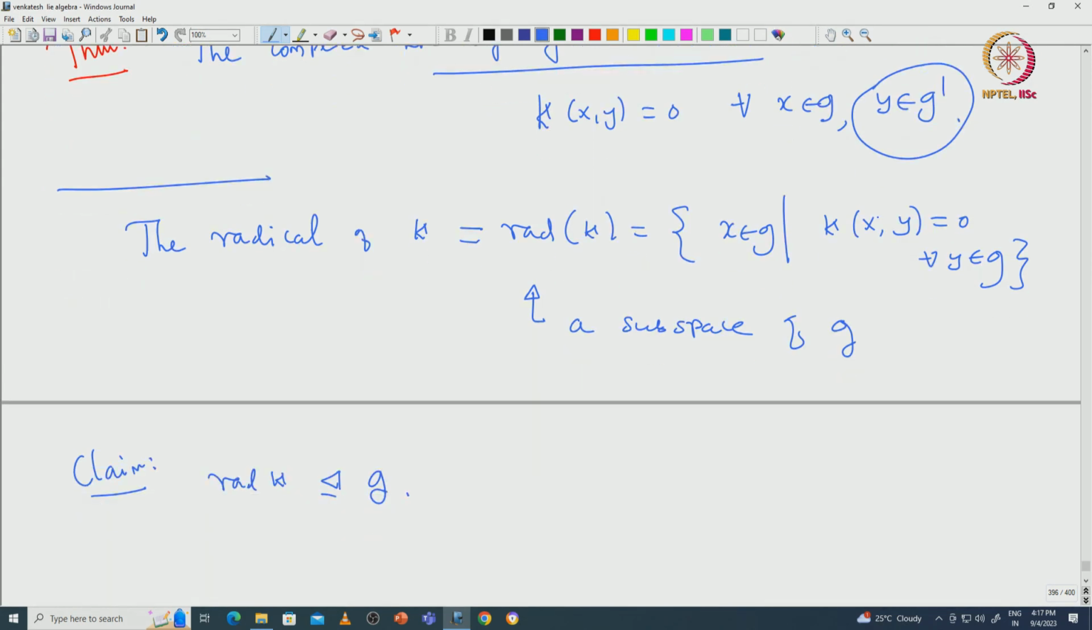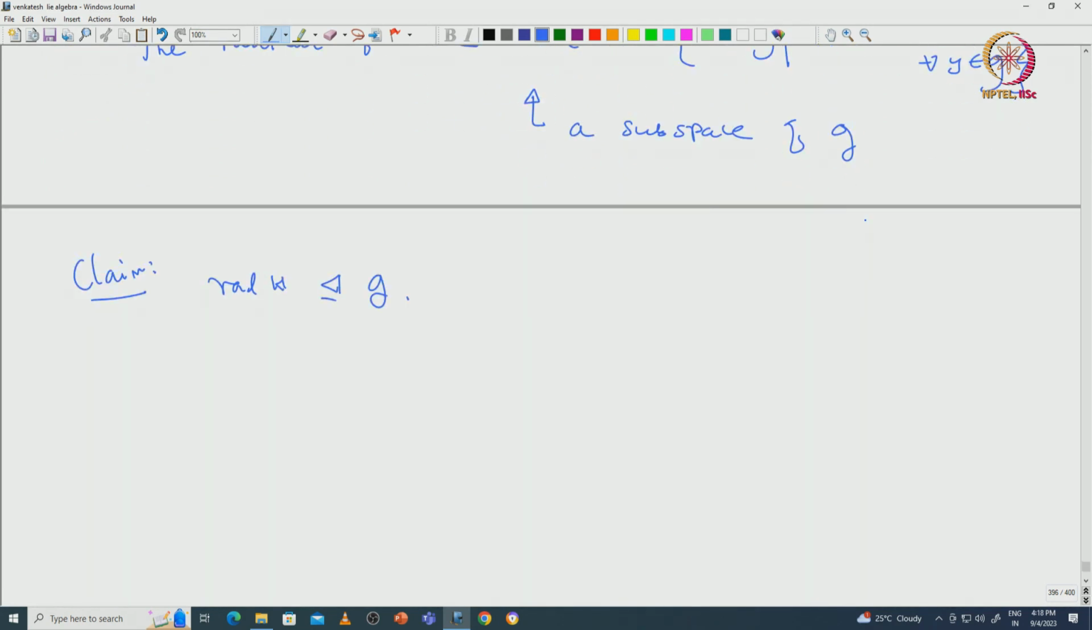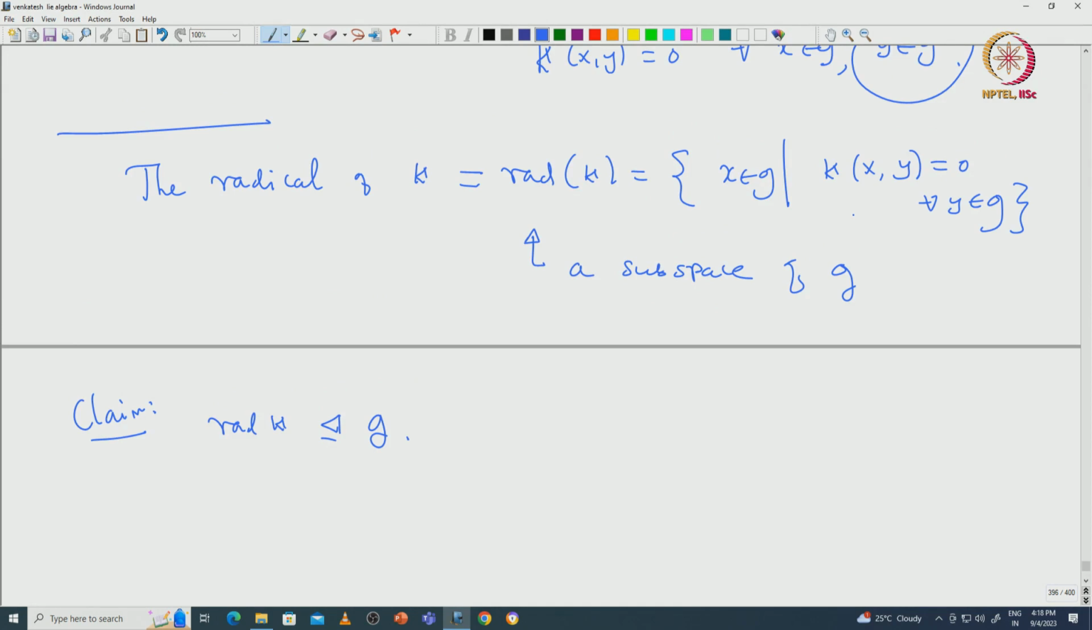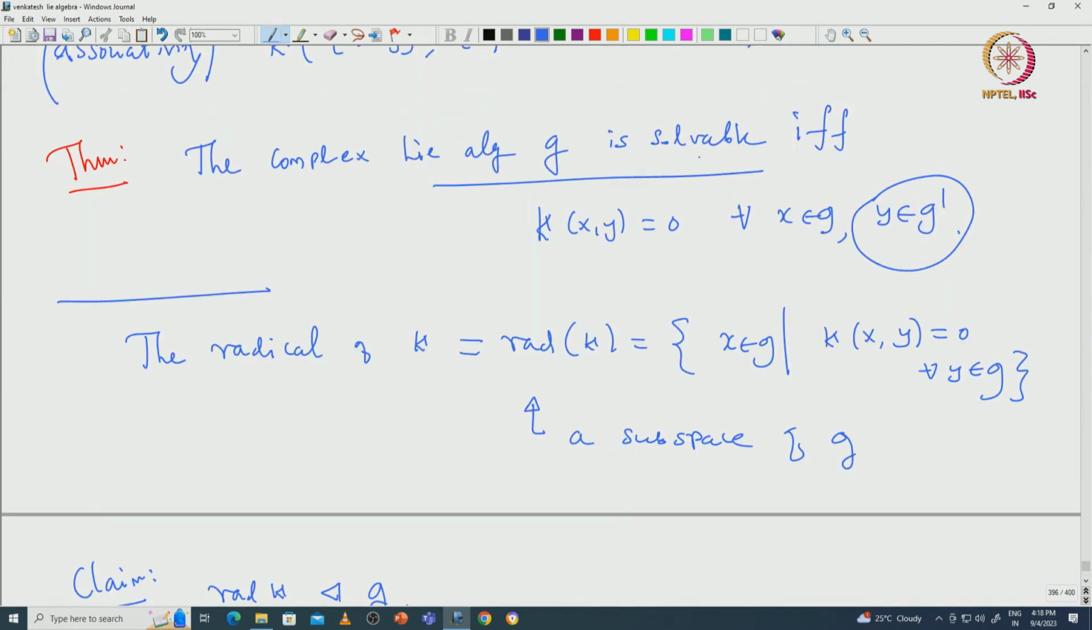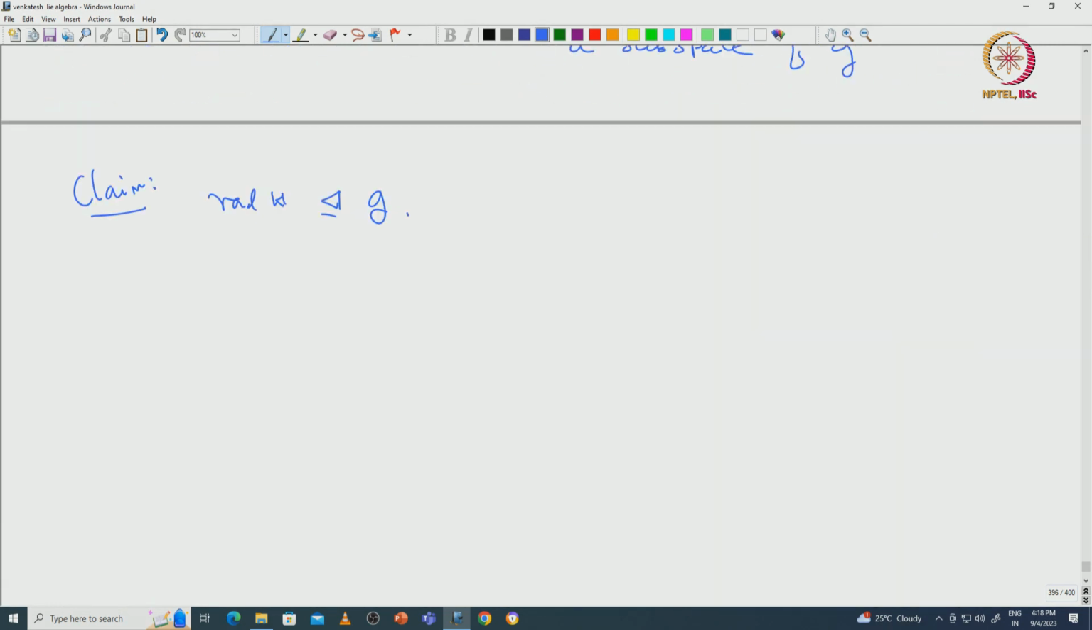This is a very strong constraint on the Killing form. You can see that the radical is not a good subspace in general, but solvability is equivalent to saying that this radical contains a large portion of g, which is the derived algebra. Now let us see why this radical is an ideal. To prove that the radical is an ideal, let x be in the radical and y be in g.